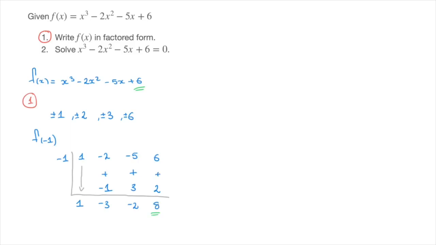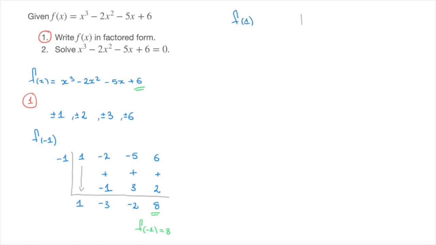This 8 tells us that f of negative 1 is equal to 8. In other words, it's not equal to 0. So negative 1 definitely isn't a zero of this polynomial. So we carry on. Let's go ahead and try f of 1.